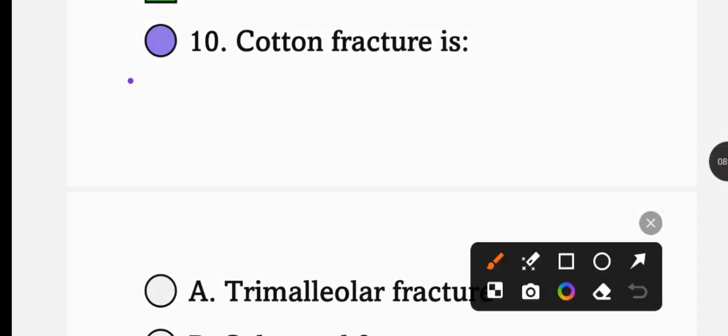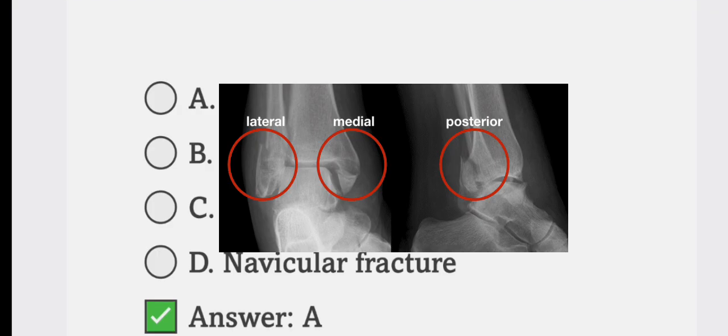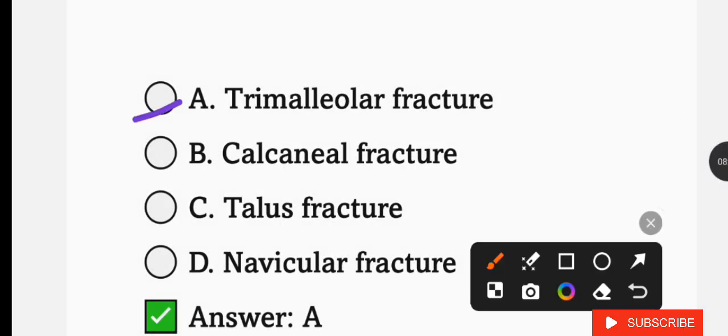Now come to the 10th question. Cotton fracture is... So Cotton fractures are also called trimalleolar fractures. So A option given is the correct option. Trimalleolar means Cotton fracture involves the medial malleolus, lateral malleolus and posterior malleolus, so all three malleoli are involved, so it is called a trimalleolar fracture.